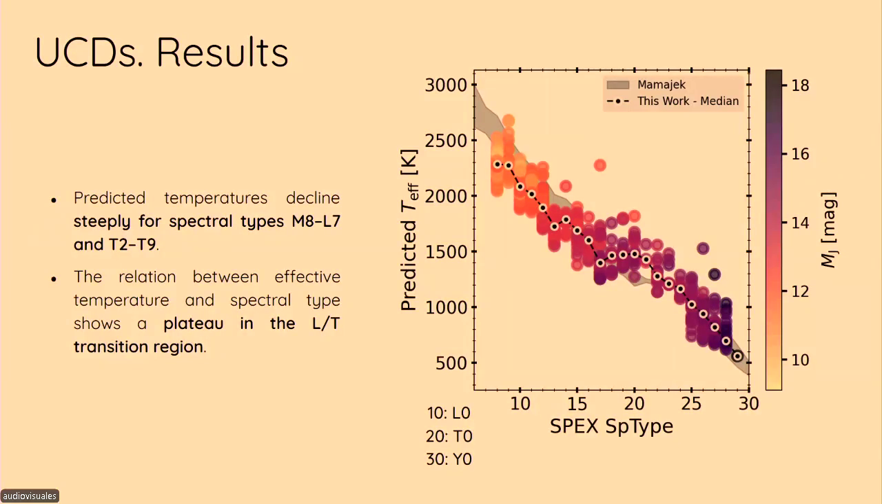Okay, and I didn't say it, sorry, but the dots in black with a white edge are the median effective temperatures that we predict for each of the spectroscopic spectral types. And in gray, what you can see is the empirical relation obtained from Mamajek for this same relation between effective temperature and spectral type. And you can see how the median values that we are obtaining evolve very well, with a very good trend, with this empirical relation by Mamajek.